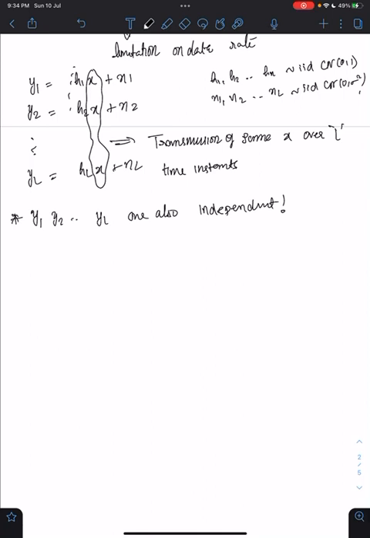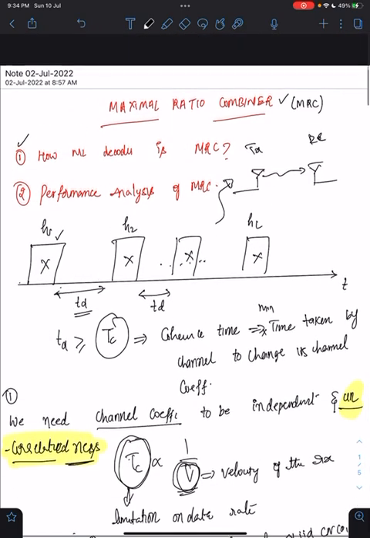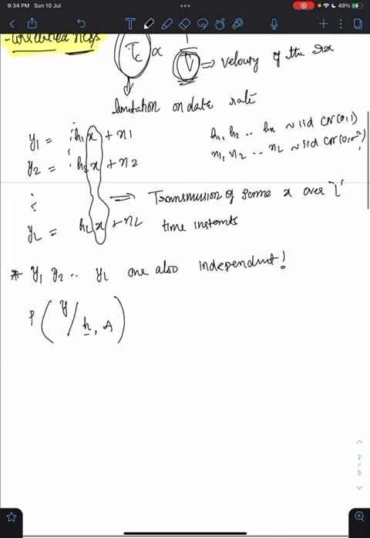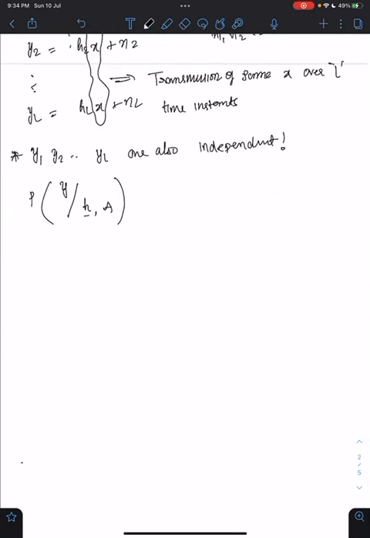Alright, so the ML detector is basically the probability of the received y, given the fact that we know the channel matrix H and A. This is a very important assumption I forgot to mention. Whenever we're doing the maximal ratio combining, it does mean we know CSI. CSI means channel state information. So this inequality is obvious to write.